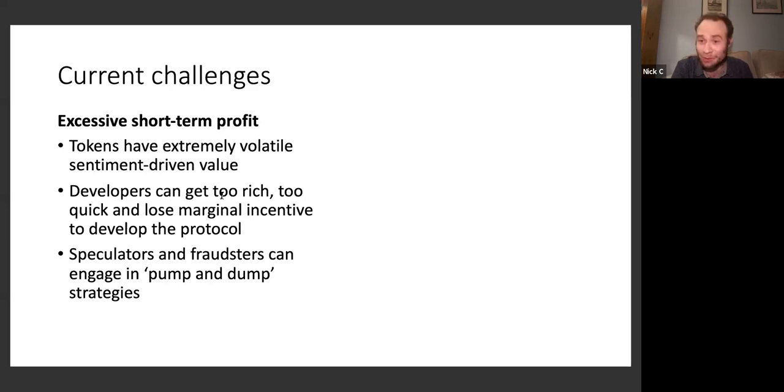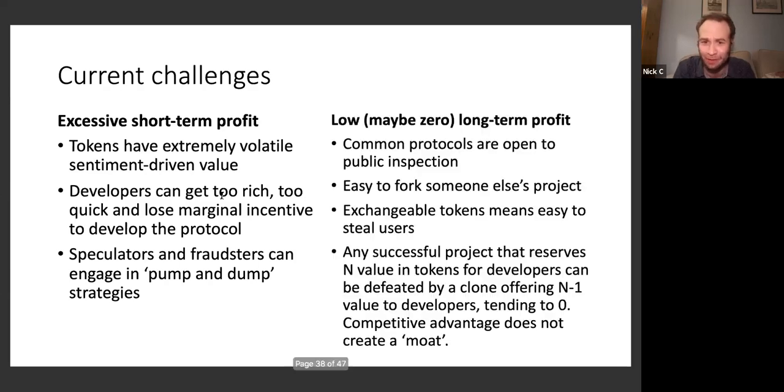Sometimes people will come back to it after they've become extremely rich, but once they've secured themselves, they haven't quite got the same fire that they had when they were literally just coders in a basement, and now they've become millionaires overnight. And of course, that means this is open season for speculators and fraudsters to engage in things like pump and dump strategies. So there's a lot of bubbly stuff going on.